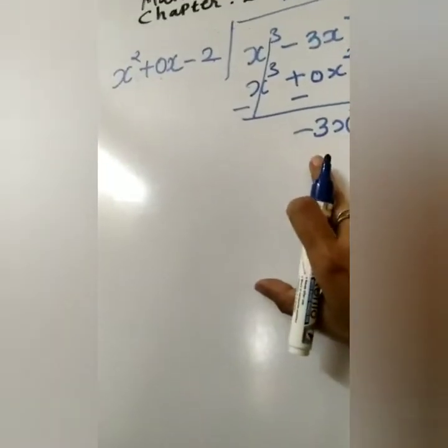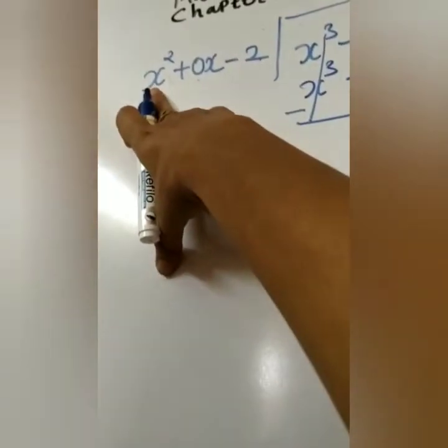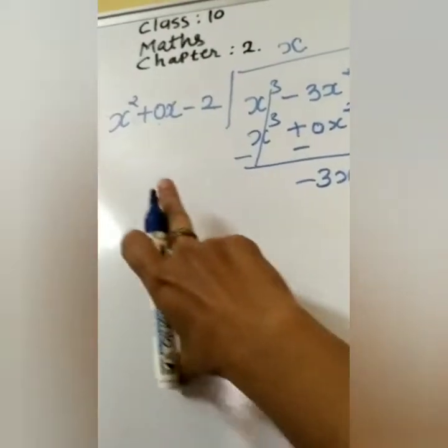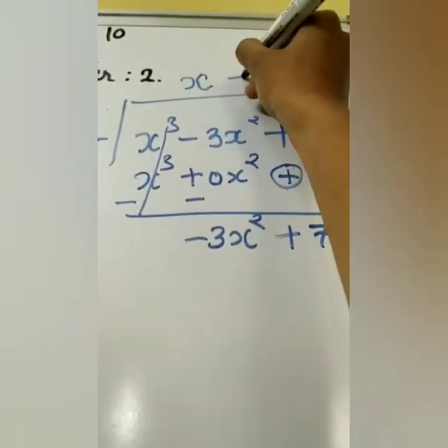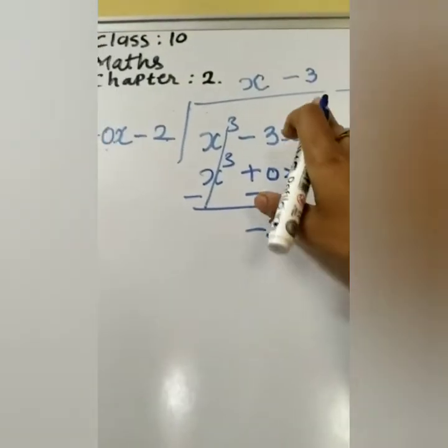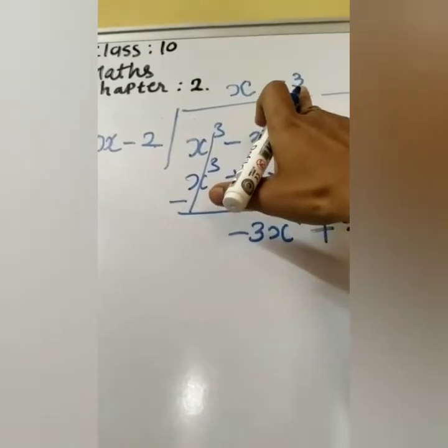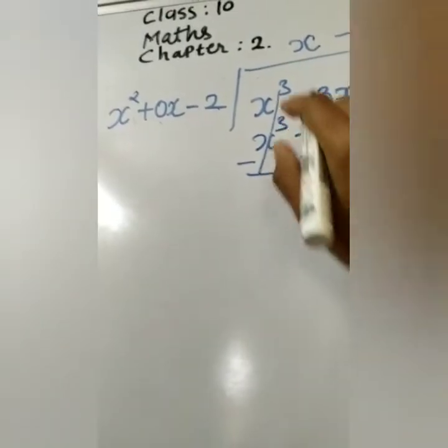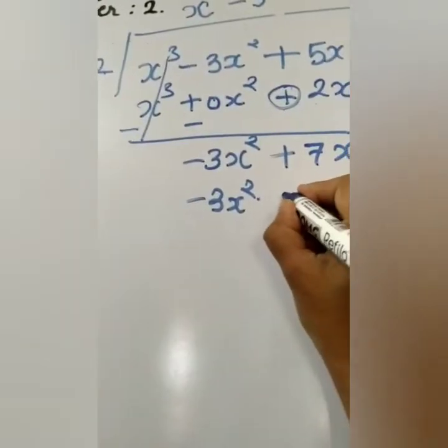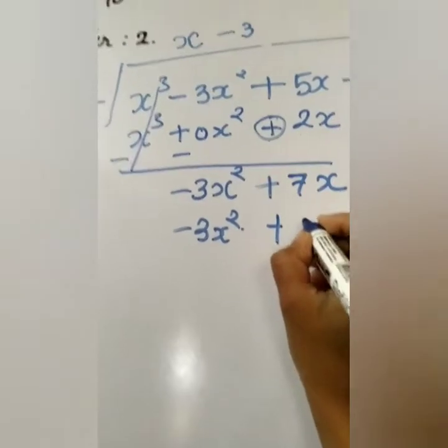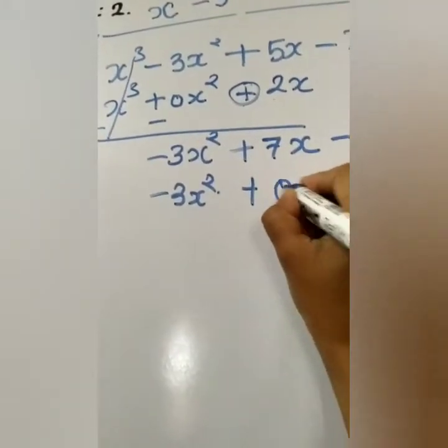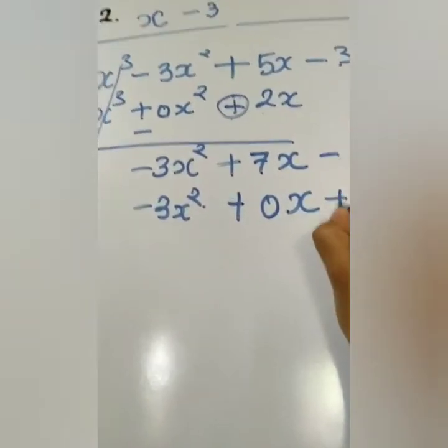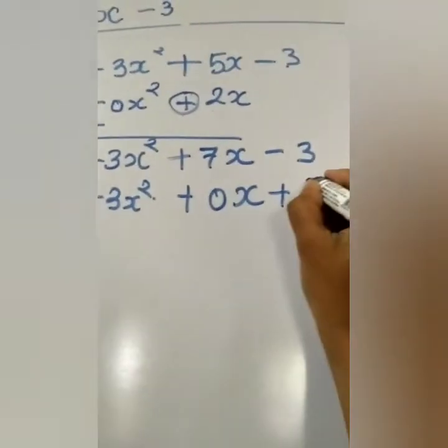Now here we want x square. So we having x square as it is, so we don't want to multiply any x. But we want minus 3, so we have to multiply it with minus 3. When we are multiplying it with minus 3, it will become minus 3x square, plus 0x, and minus will become plus, and 3 2s will become 6.